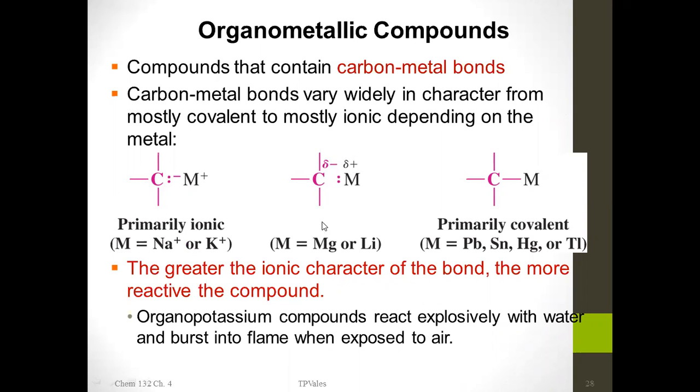In a partially ionic bond, whether your metal is magnesium or lithium, carbon will be partially negative, so it bears most of the electron density between carbon and the metal. In a purely ionic bond, carbon owns all the electrons. In a primarily covalent bond, they share, but in the partially ionic bond, carbon bears the partial negative charge, and most of the electron density is directed towards carbon.